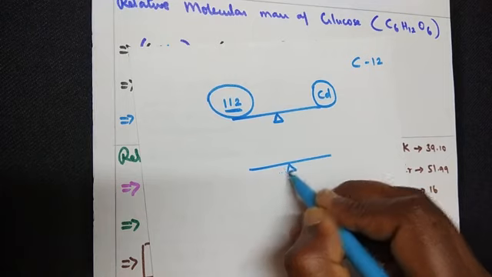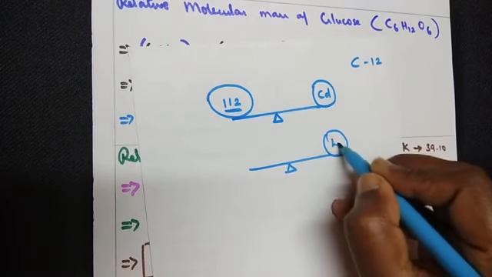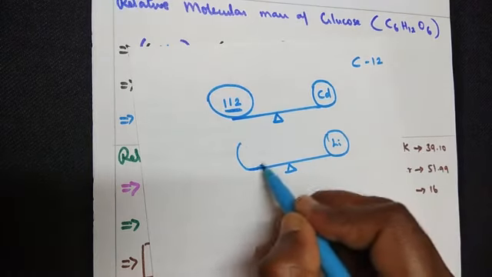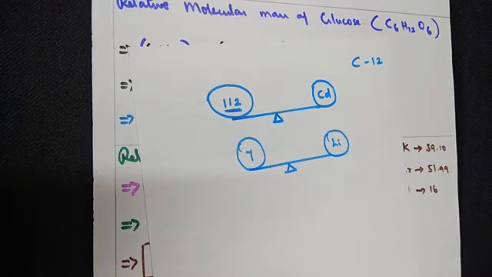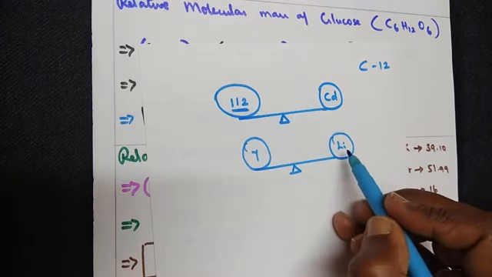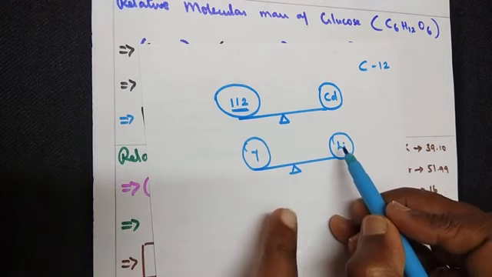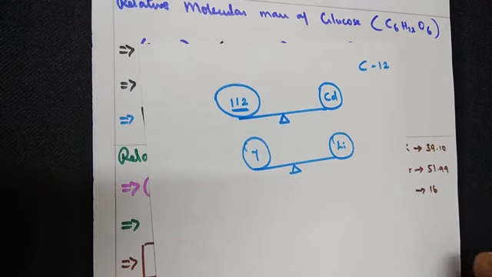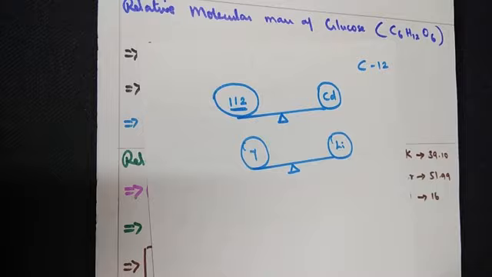In the case of lithium, the atomic mass is 7, so 7 such units of carbon should be added to calculate the mass of one atom of lithium. So I hope the concepts are clear to you. We'll meet again. Thank you.